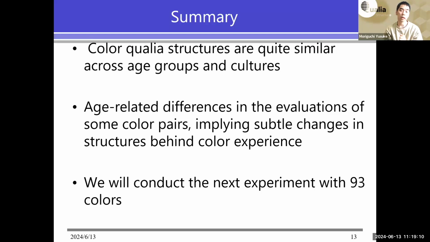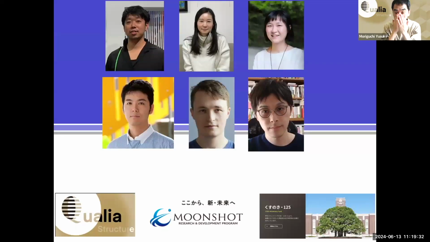So now we are conducting the experiment with 93 colors, and we'd like to compare different age groups, maybe using some alignment method developed by Oizi and Qualia. So that's our tentative result. So thanks for your attention.